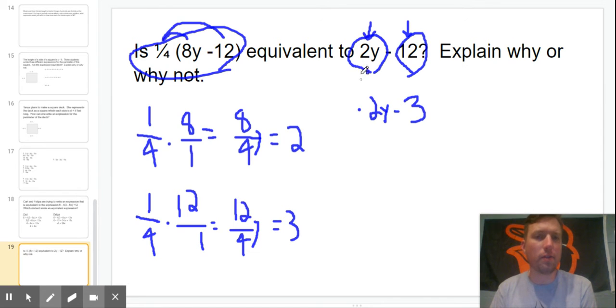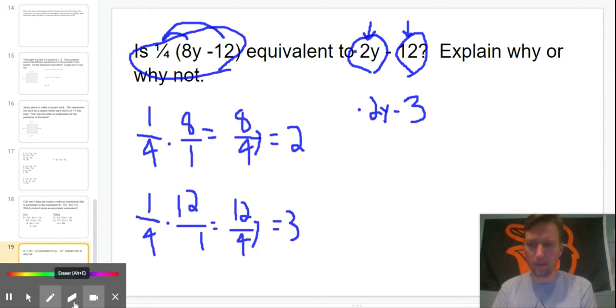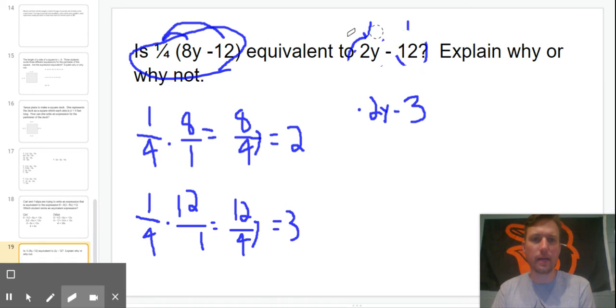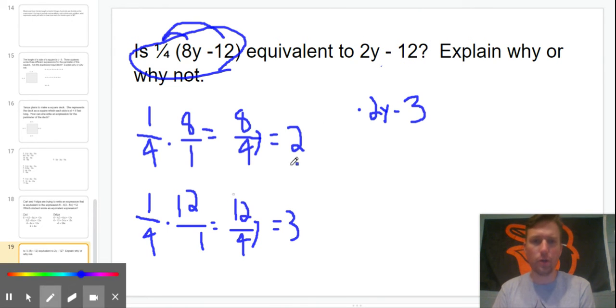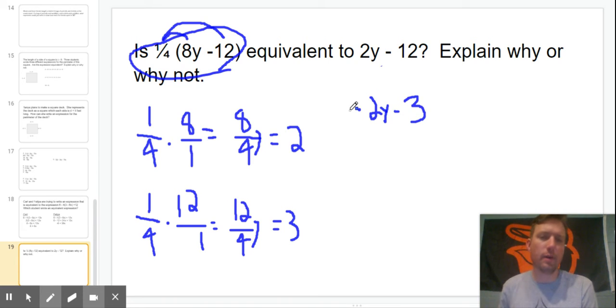So the question is, are these two expressions equivalent? I have 2y minus 12. Is that equivalent to this expression, 2y minus 3? Let me clean this up a little bit. And the answer is no. Our variable terms are the same. I have 2y in both expressions, but I have minus 12 and minus 3. So these two expressions would not be equivalent.